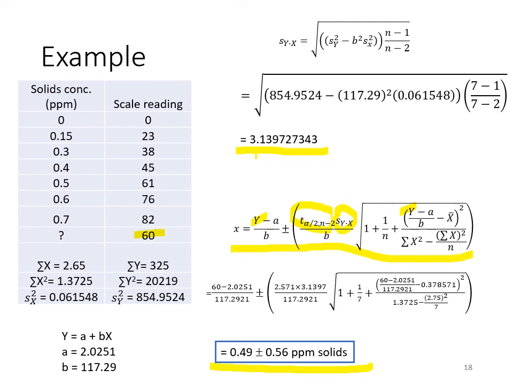So you not only have the concentration, but you have the confidence interval at a 95% level. So if you were to measure this sample 100 times, 95 times out of that 100 times, you would find that the concentration is within this range, 0.49 plus or minus 0.56.